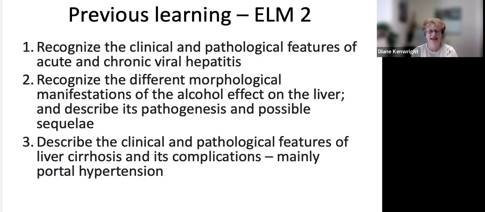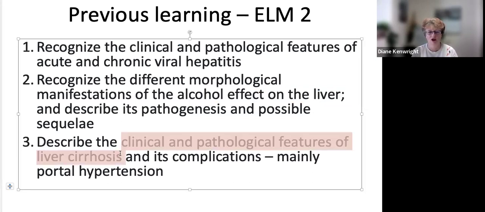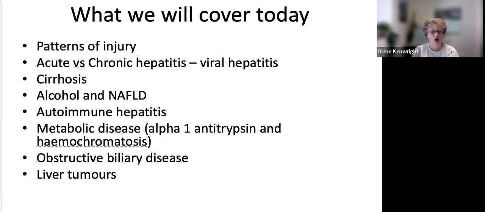In particular, in ELM, you were introduced to the clinical and pathological features of acute and chronic viral hepatitis, the effect of alcohol on the liver, and the clinical and pathological features of liver cirrhosis. What we're going to cover today is we're going to revise some of the things from ELM using the slides from ELM, and we are then going to carry on with some new ideas.